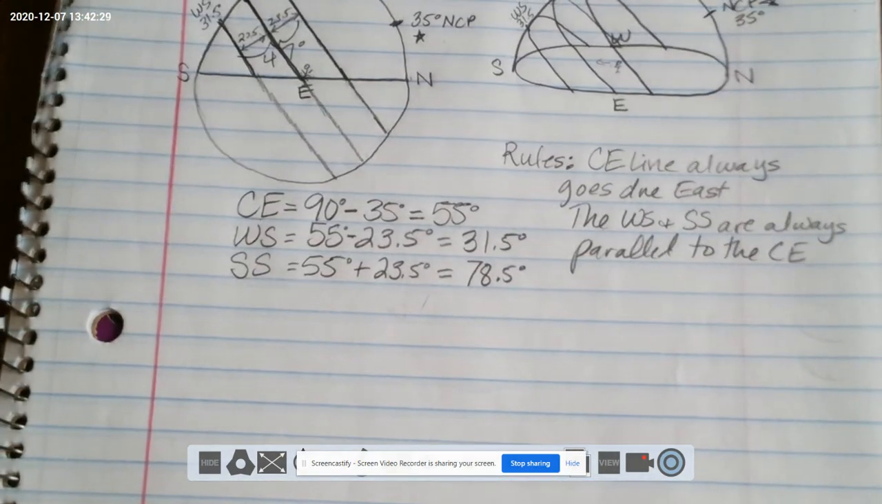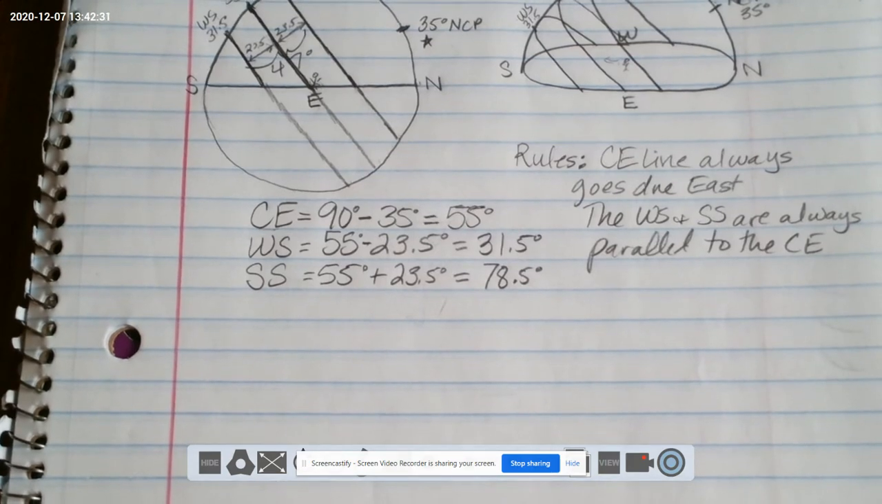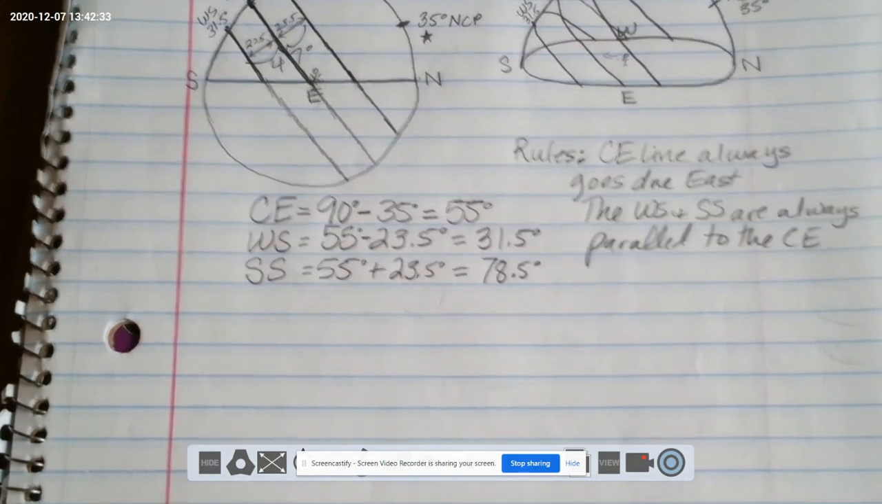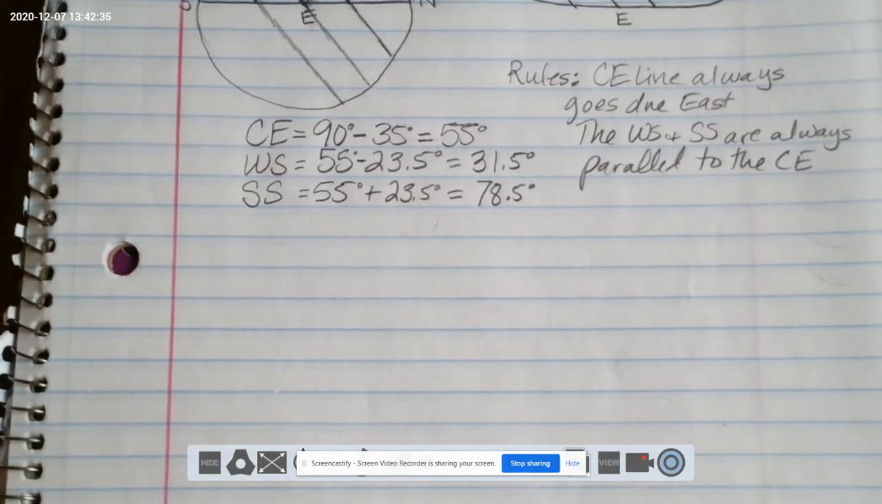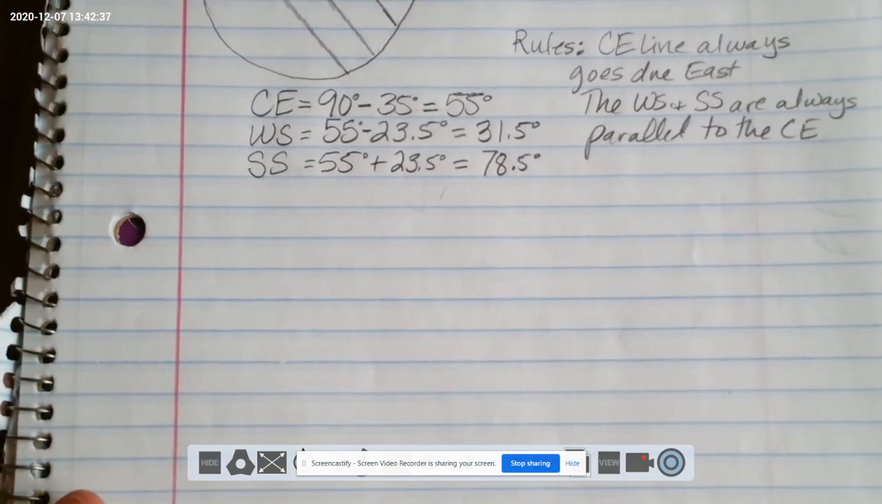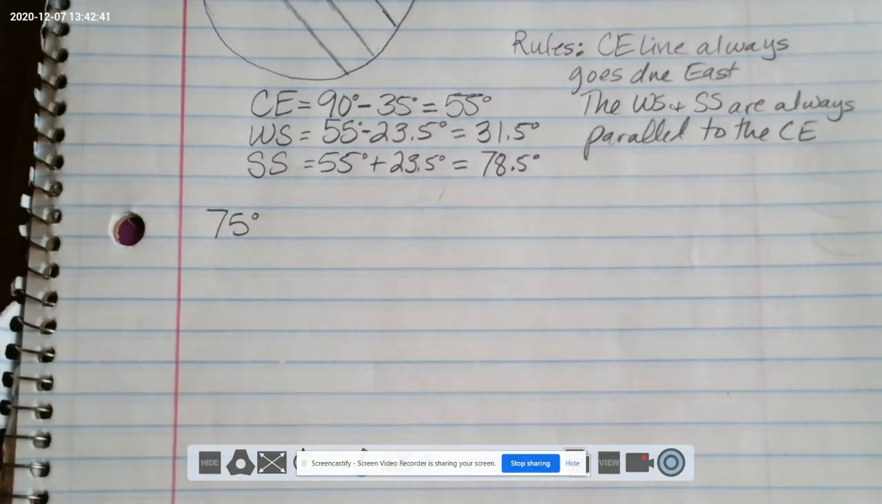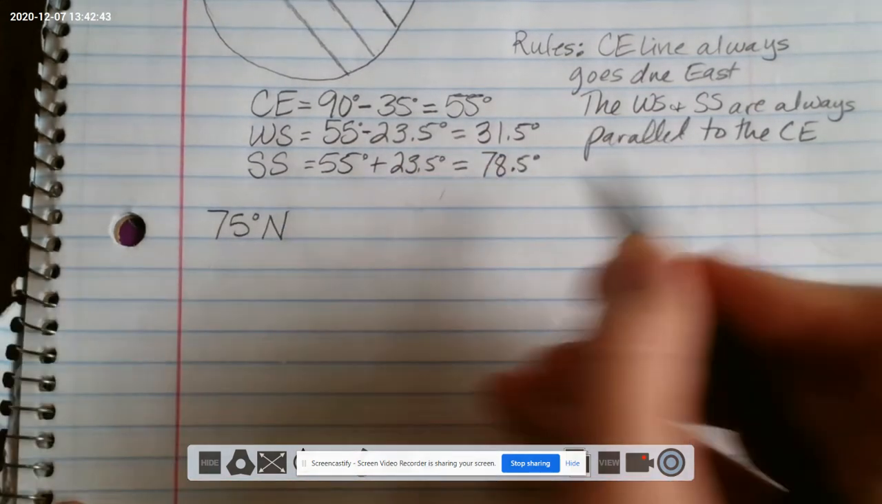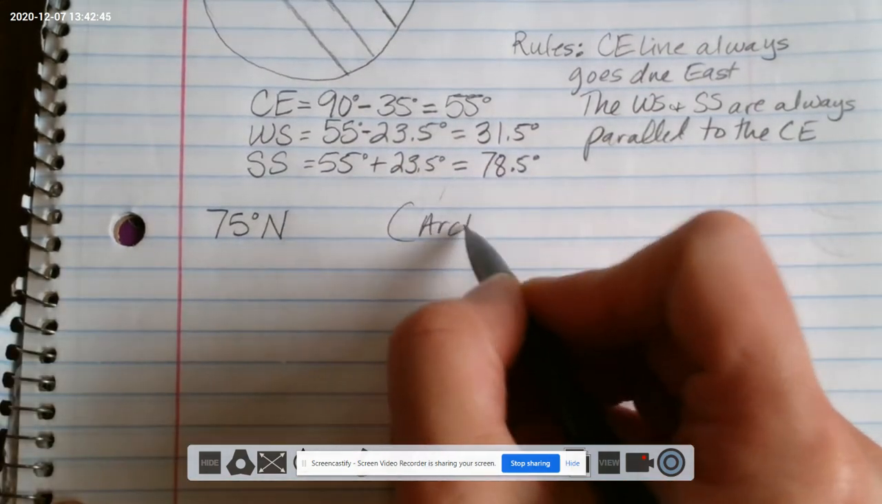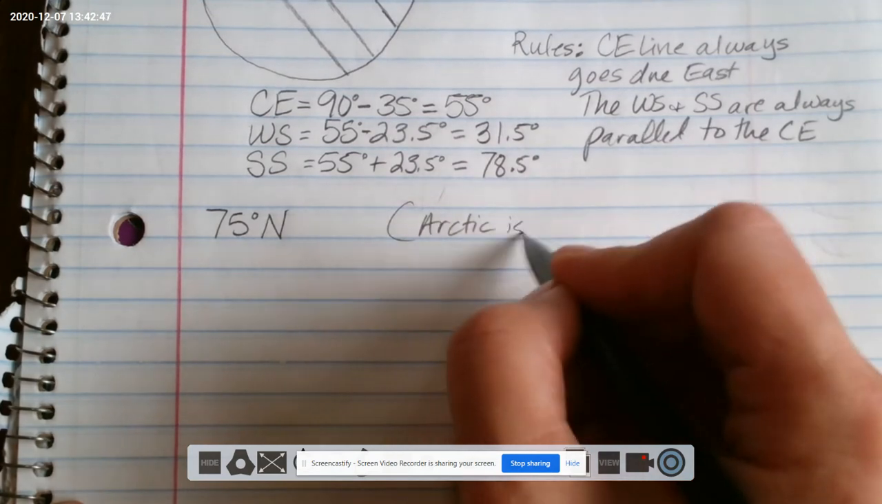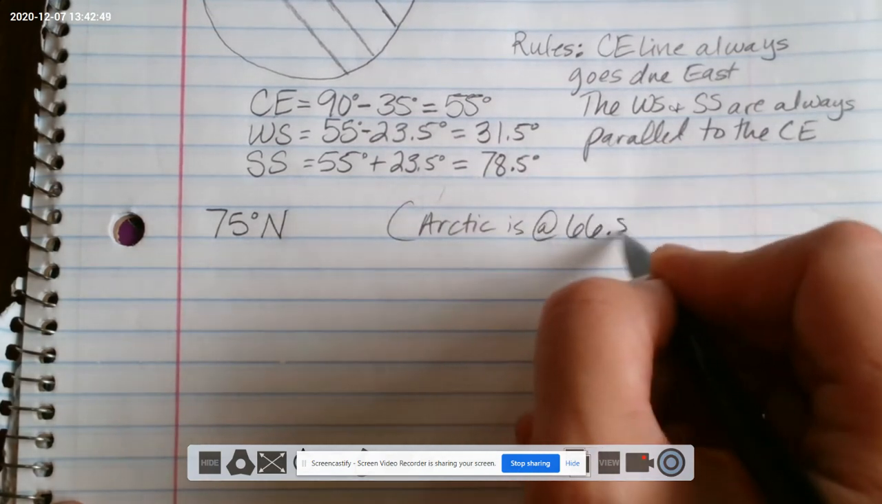If you feel like you already get it, you can move on. But I want to do one where we go up a little higher past the Arctic Circle. So we're going to do one at 75 degrees north. And it's just a reminder, the Arctic Circle is at 66.5 degrees.